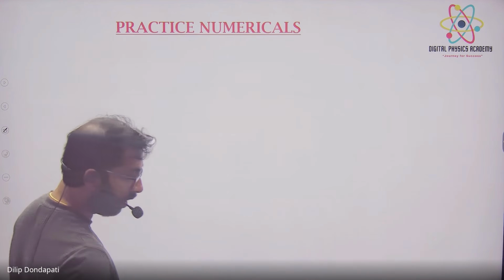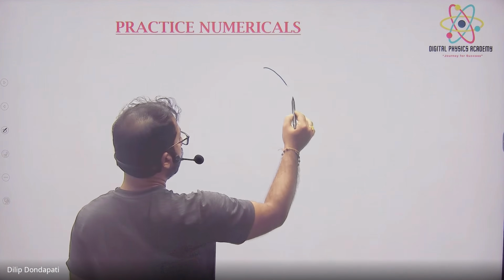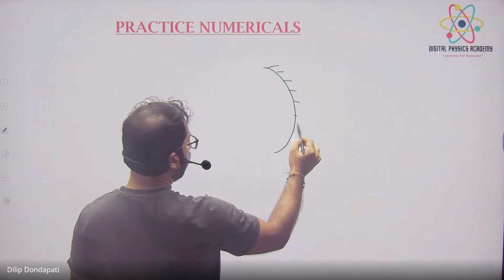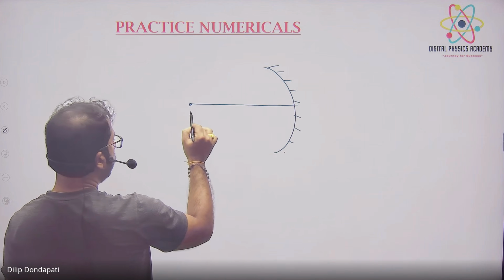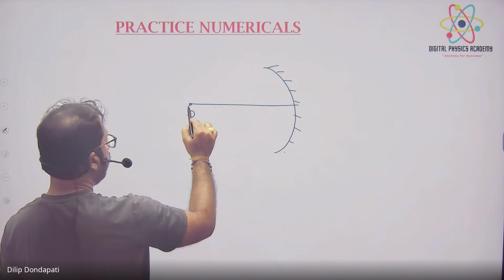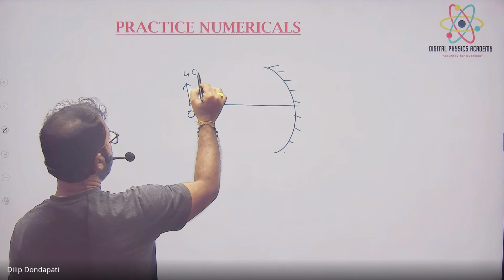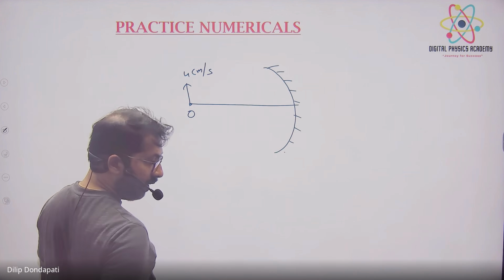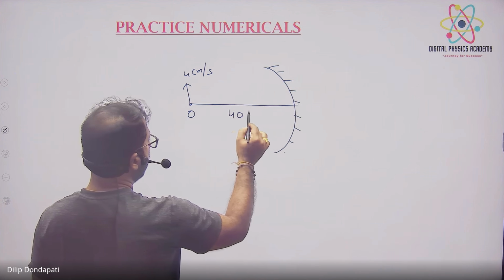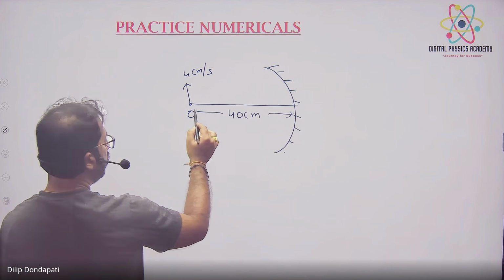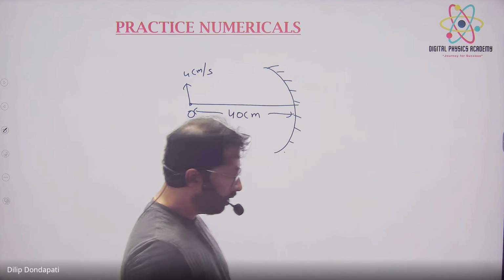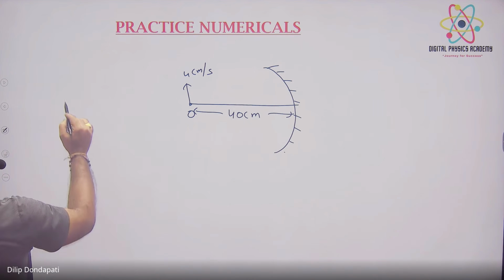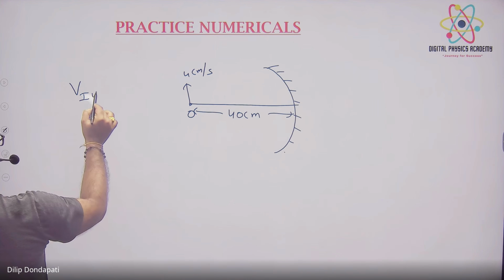I'll give questions, right. This is a concave mirror, object here. It is going with 4 centimeters per second, and 40 centimeters is the initial distance. You have to use the initial distance. He is asking the velocity of the image in the y direction.